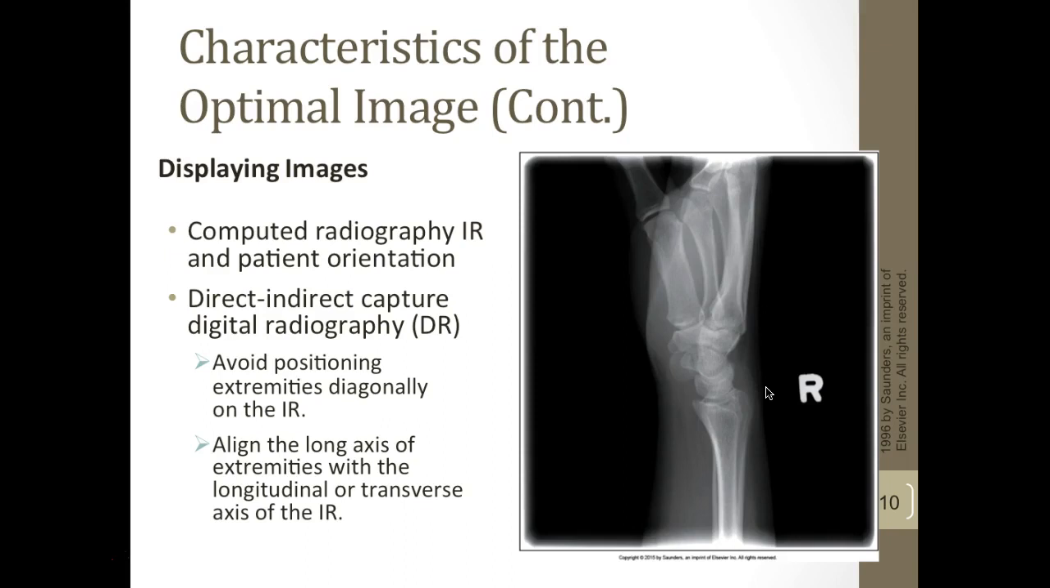When we talk about displaying of the images, that has to do with what you're choosing. So it's the patient orientation and how it's going to be hung. What you want to do is align the long axis of the extremities with the longitudinal or transverse axis of the IR. So looking here, you want to be centered on your cassette. There are little notches, so you're going to want to look for the 4 notches on your plates, or on your DR. There should be a big X right in the middle. So you're going to want to line up so that the anatomical part is in the dead center.